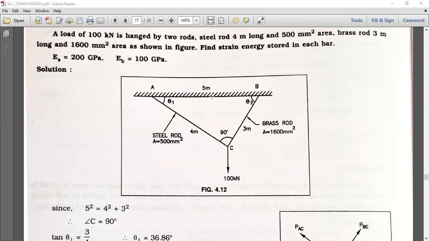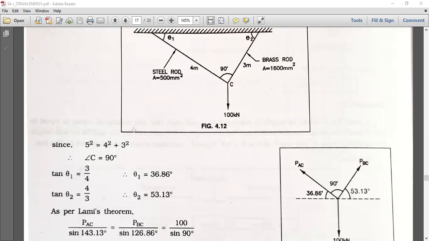Let's consider the figure as mentioned in the example. Here a load of 100 kilonewton is hung by two different rods, one of 4 meter and the second of 3 meter. We can judge the dimensions A, B, and C: 4 meter, 3 meter. As per Pythagoras rule, we can get 5 meter here.